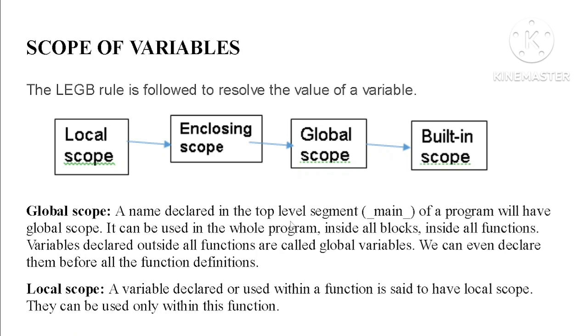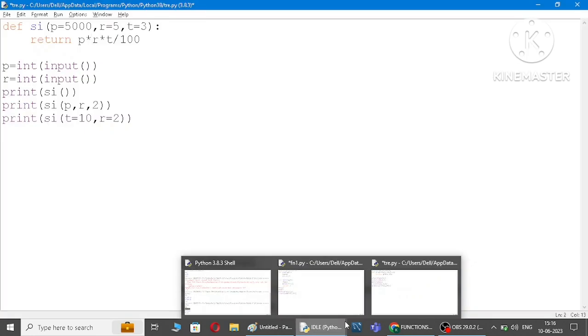A name declared in the top level segment of a program will have global scope. So what does the word global mean? The global variable can be used inside any function given in the program. Suppose you give a is equal to 10. Inside any function you can say print a. The global variable can be recognized inside any function. But local scope, a variable declared inside a function, can be used only within that function.